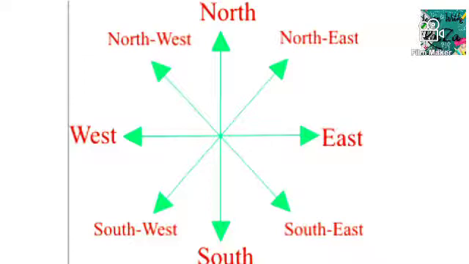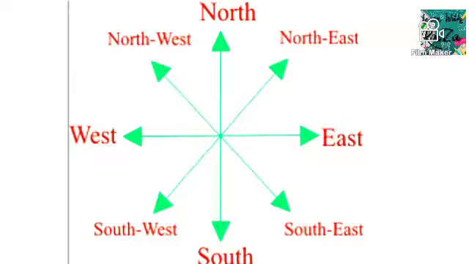Right, listen carefully. The direction which divides the right angle between the north and the east exactly into 2, as shown, is the northeast direction. Similarly, the direction which divides the right angle between the east and the south exactly into 2 is the southeast direction. And children, the direction which divides the right angle between the south and the west exactly into 2 is the southwest direction. And finally, the direction which divides the right angle between the west and the north exactly into 2 is the northwest direction.